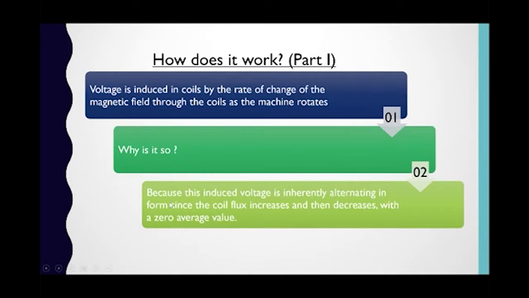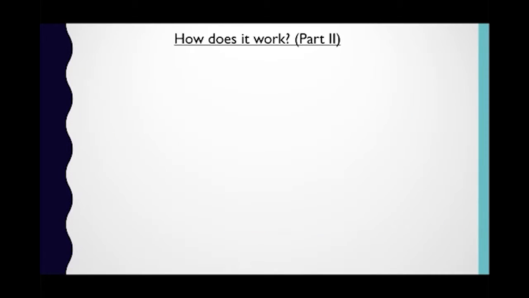Now notice the words zero average value. Zero average value basically means that there's no average value over a complete cycle, because remember, for DC generators the graph is always above the x-axis. It doesn't change. It is not a sine graph like an AC generator. Alright, so this is the next part of my storyline.